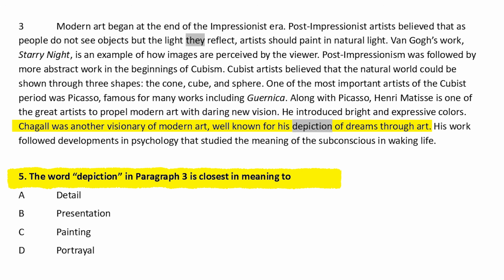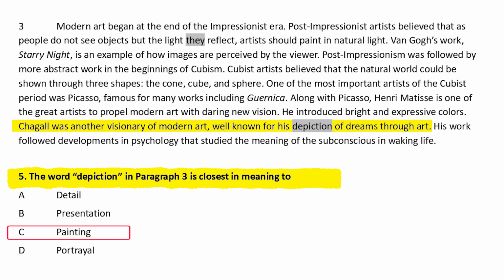Let's go through the choices. A says detail. Now, detail refers to the small parts of something, like the fine elements in a painting. But depiction isn't about small parts. It's about the overall way something is shown or represented. So A doesn't fit. B, presentation. This is a bit closer, but it's still not quite right. Presentation can mean how something is introduced or laid out, but depiction has a stronger focus on representation, especially in visual or artistic form. So B isn't the best match either.